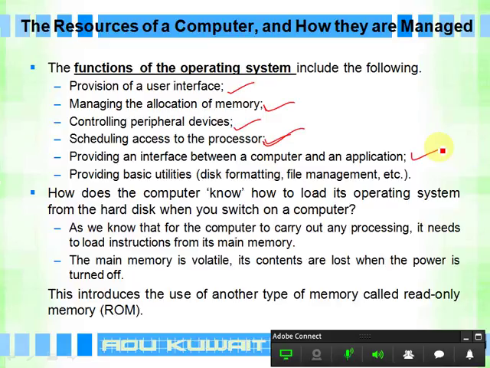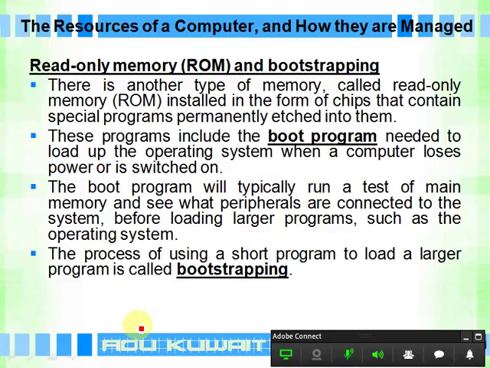So how does the computer know how to load the operating system? When you turn on the computer, how will the computer know that there is an operating system, I need to load the operating system? With the ROM, read-only memory. This ROM has a program called bootstrapping. So there are some instructions in the read-only memory ROM that will tell the computer to load the operating system. So that program, we call it a boot program, and the process is called bootstrapping.